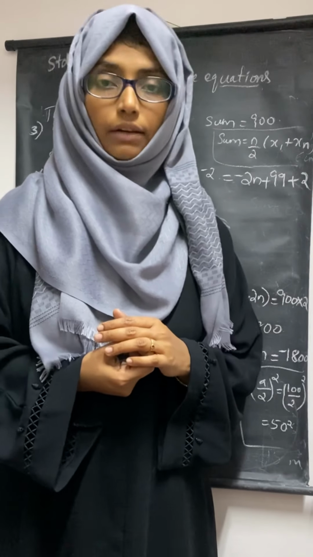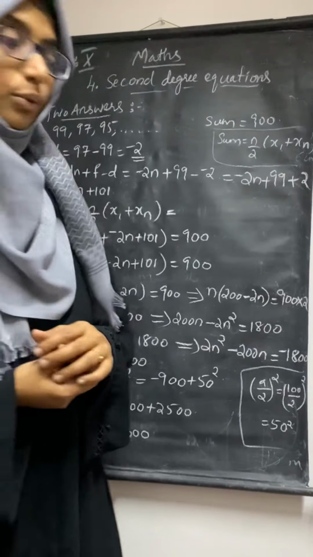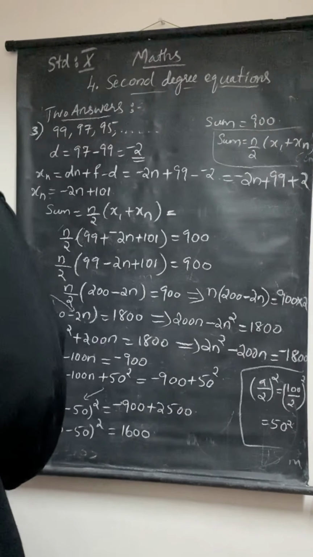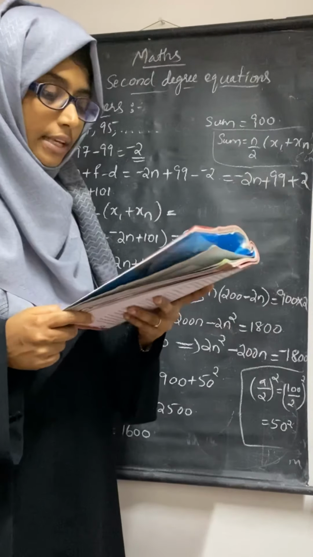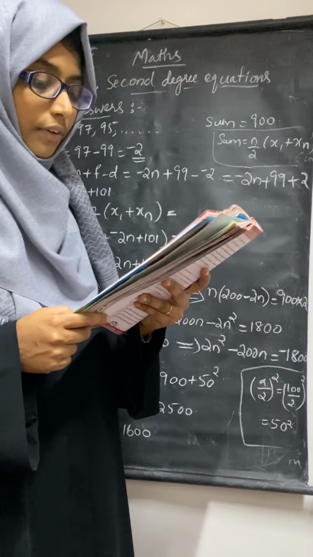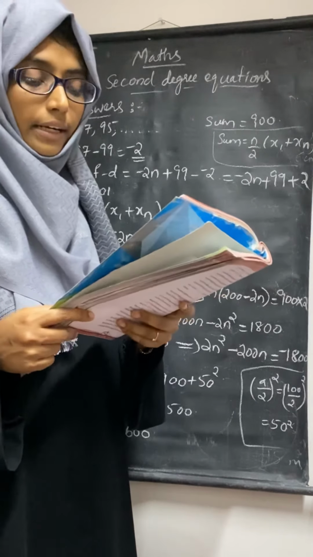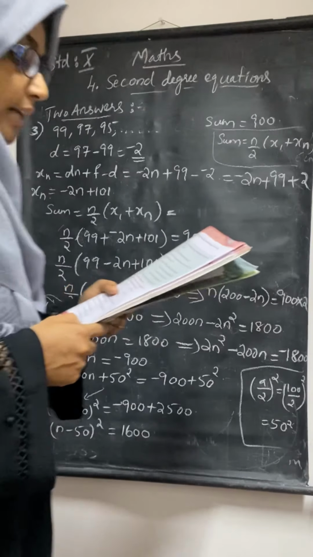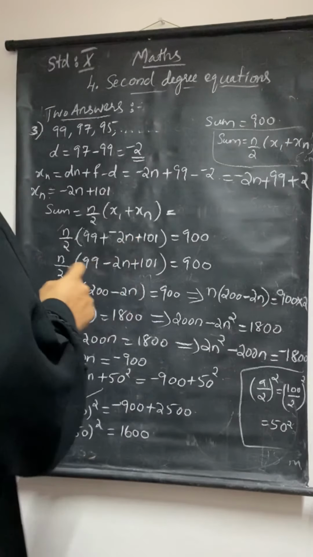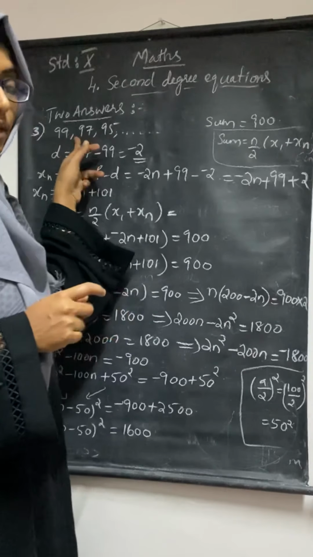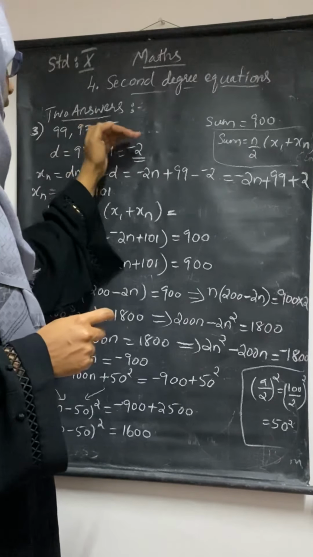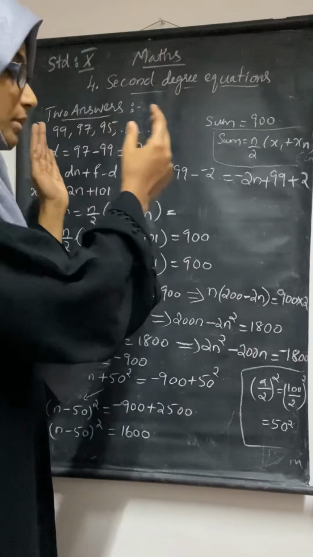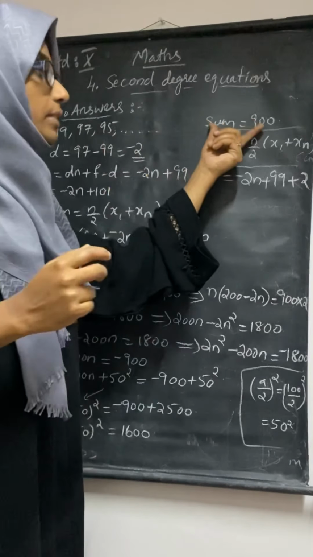So one question we have done, and the next question we are going to do is on page number 91, question number 3. How many terms of the arithmetic sequence 99, 97, 95 etc. must be added to get 900? So one arithmetic sequence is given here: 99, 97, 95. It is decreasing, okay. In that arithmetic sequence, how many terms must we add to get the sum 900?